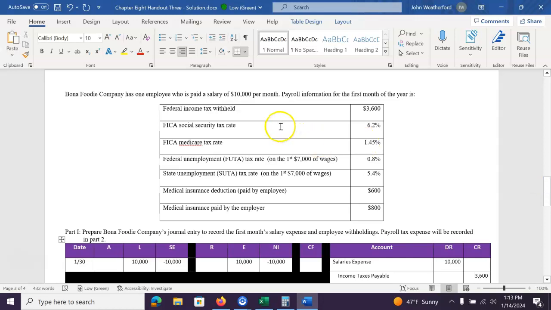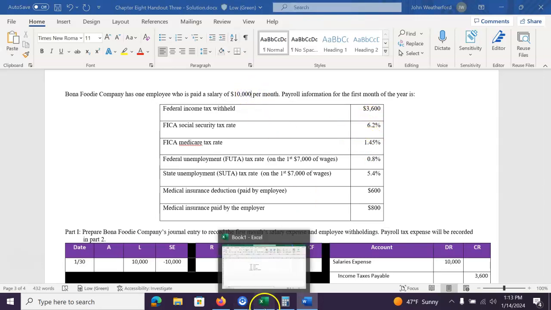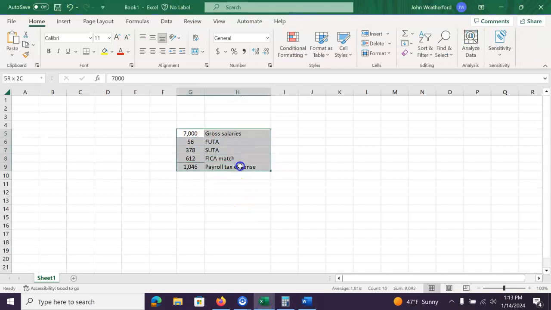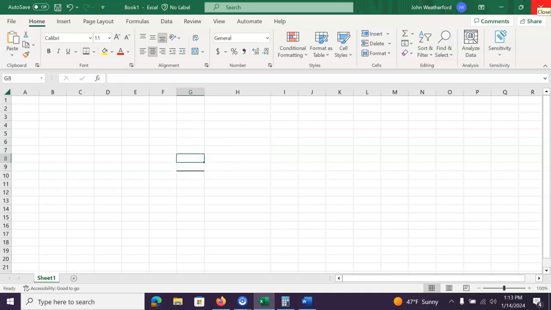All right, so next, what do we have? We want to do FICA withholdings. That's going to be $10,000 times our 7.65%. We got 10,000.